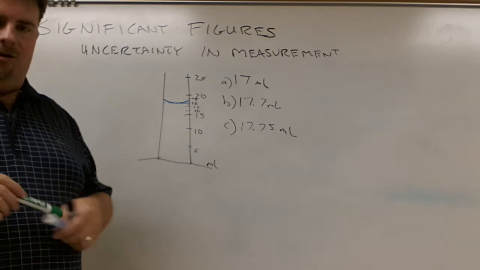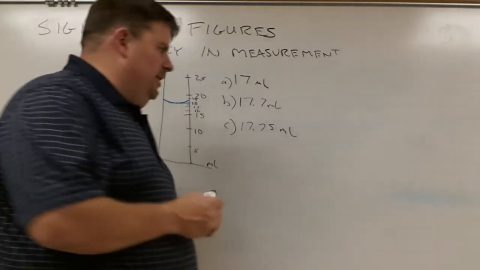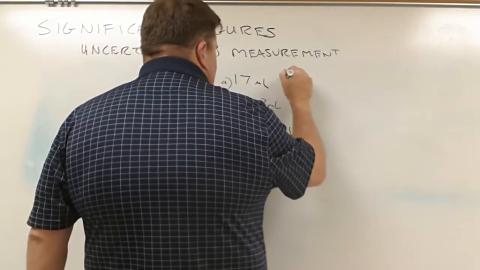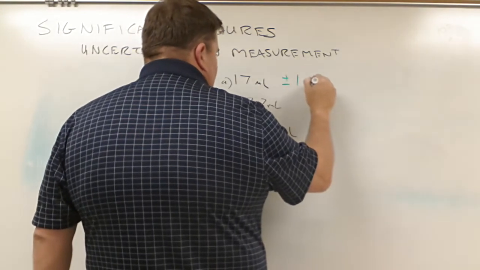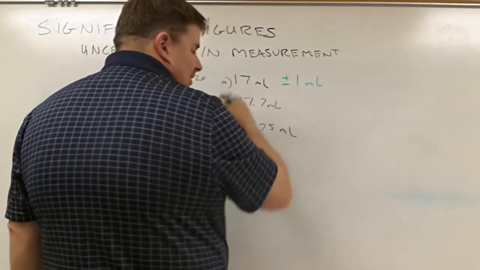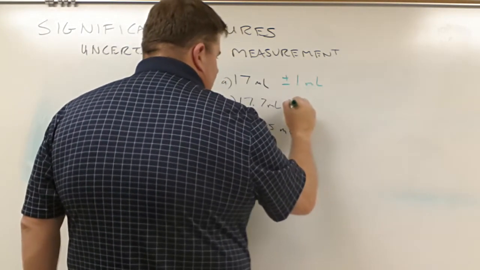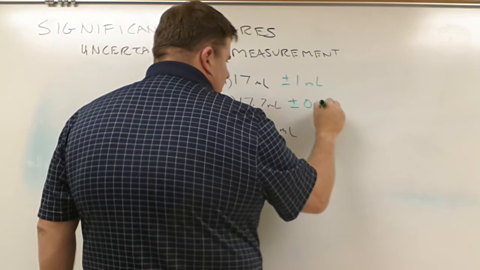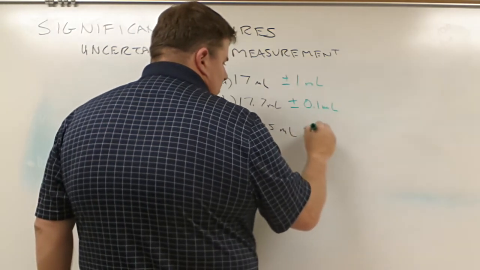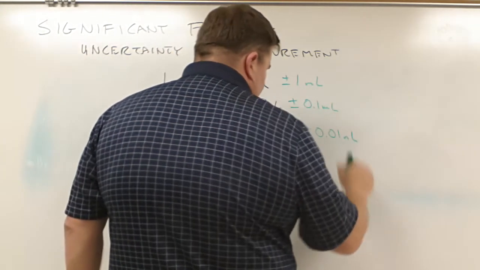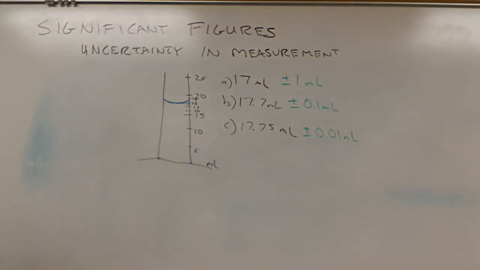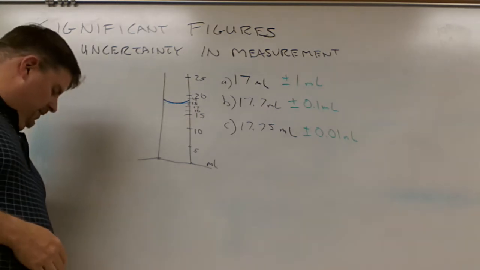But to characterize that nothing is certain in the world of science, for each one of these I'm going to say plus or minus 1 milliliter. Okay, notice that's the last column for units there. For this one, it's plus or minus 0.1 milliliters. And for this last one, 0.01 milliliter plus or minus. Okay? So those are the ways that we read things. Now, how many significant figures does each one of these have? I'm glad you asked that question.